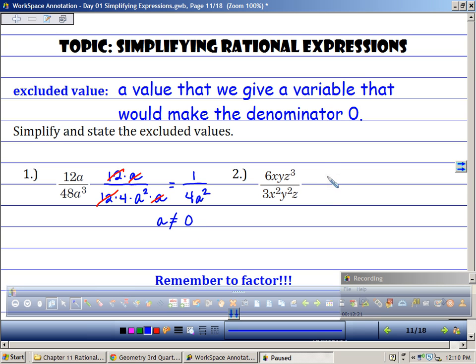Okay, what about this one? How would I factor this one? 2 times 3 times x times y. How would I break up that z? Good job. C squared times z, all over. Who's talking to me? Patrick? Okay. What about somebody new? What about Michael? Michael, help me factor the denominator.